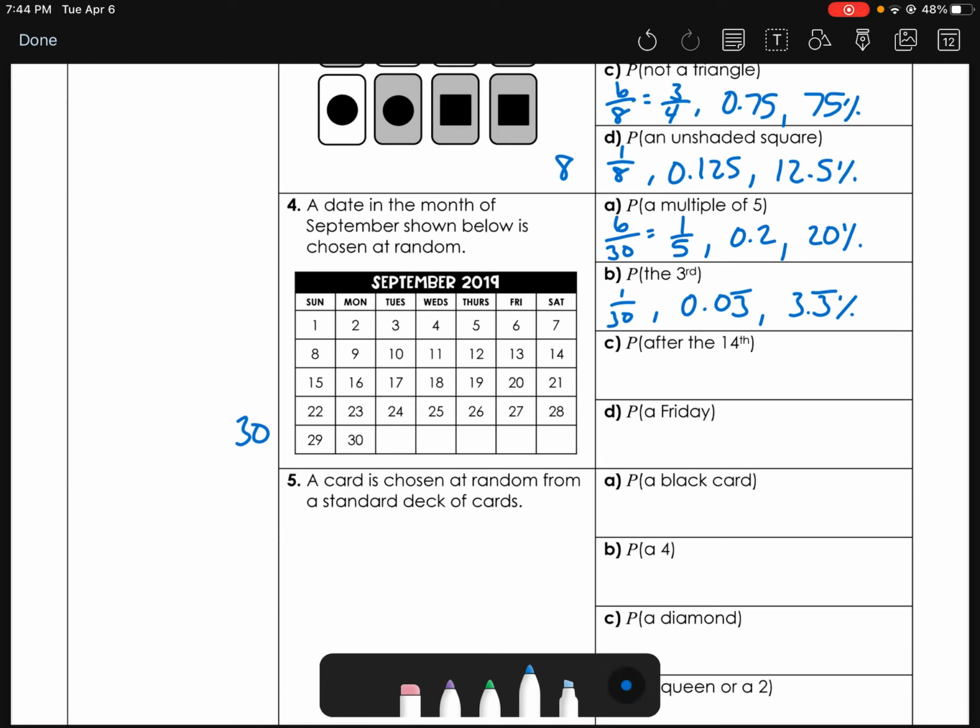Probability that we get a date after the 14th. So that could be any one of these guys in here. Well, if I count all those up, I get 16 out of 30. I can divide the top and bottom by 2. And that'll give me 8 out of 15. I can divide 8 and 15 and get 0.53 repeating. And then moving the decimal over 2 times, I get 53.3 repeating percent.